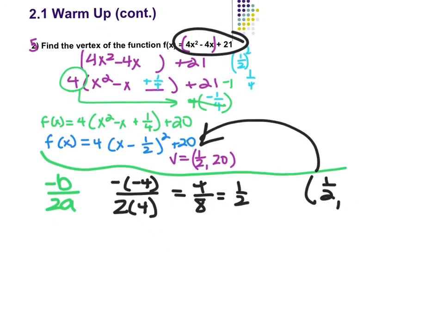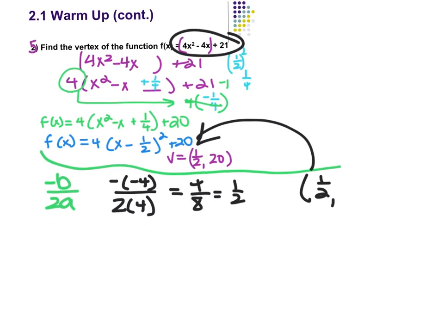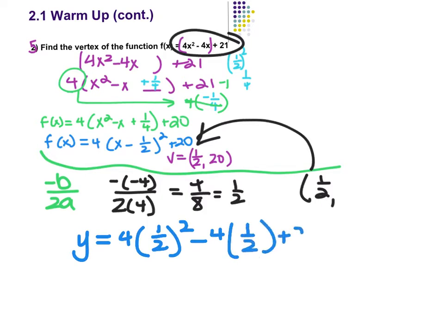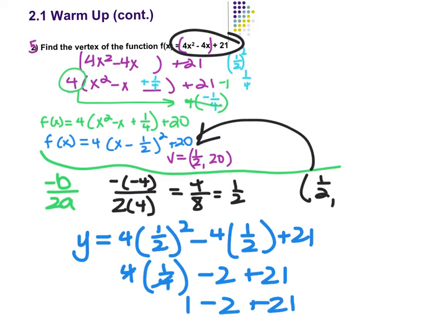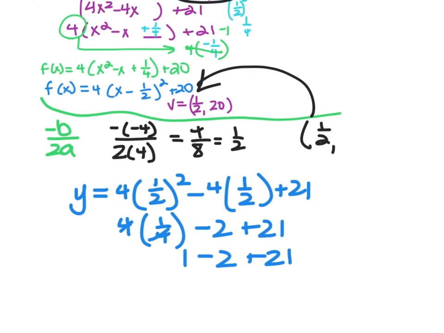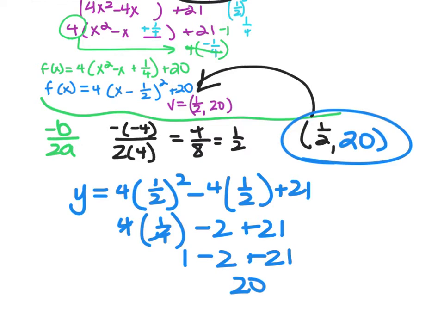To find the y-coordinate, I just take that and plug it back into the original equation. So y would equal 4 times 1/2 squared minus 4 times 1/2 plus 21. 4 times 1/4 minus 2 plus 21. This is 1 minus 2 plus 21. Negative 1 plus 21, which is 20, and that's the y-coordinate of my vertex. And again, they should match. So 2 ways to do it, both give you the same answer.